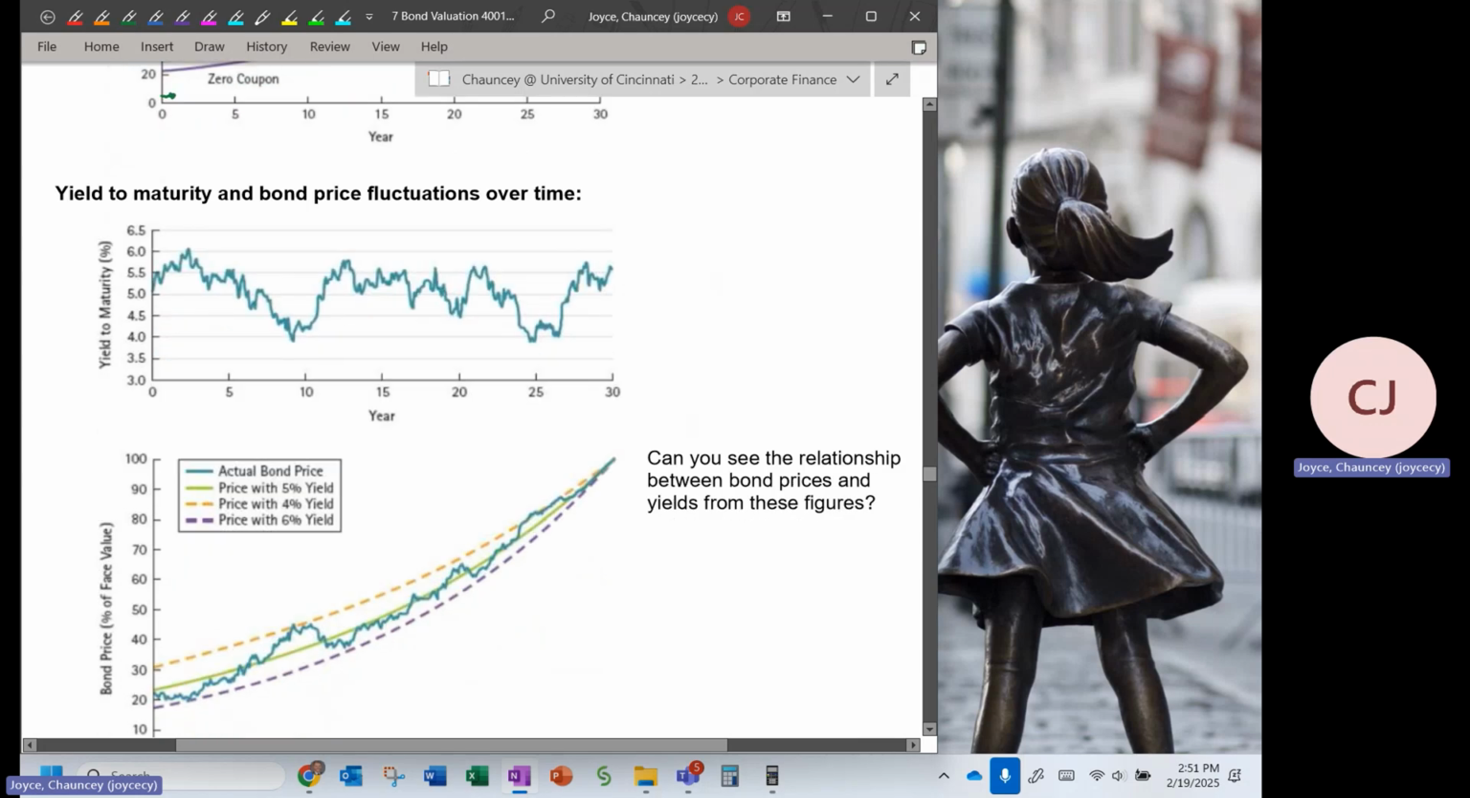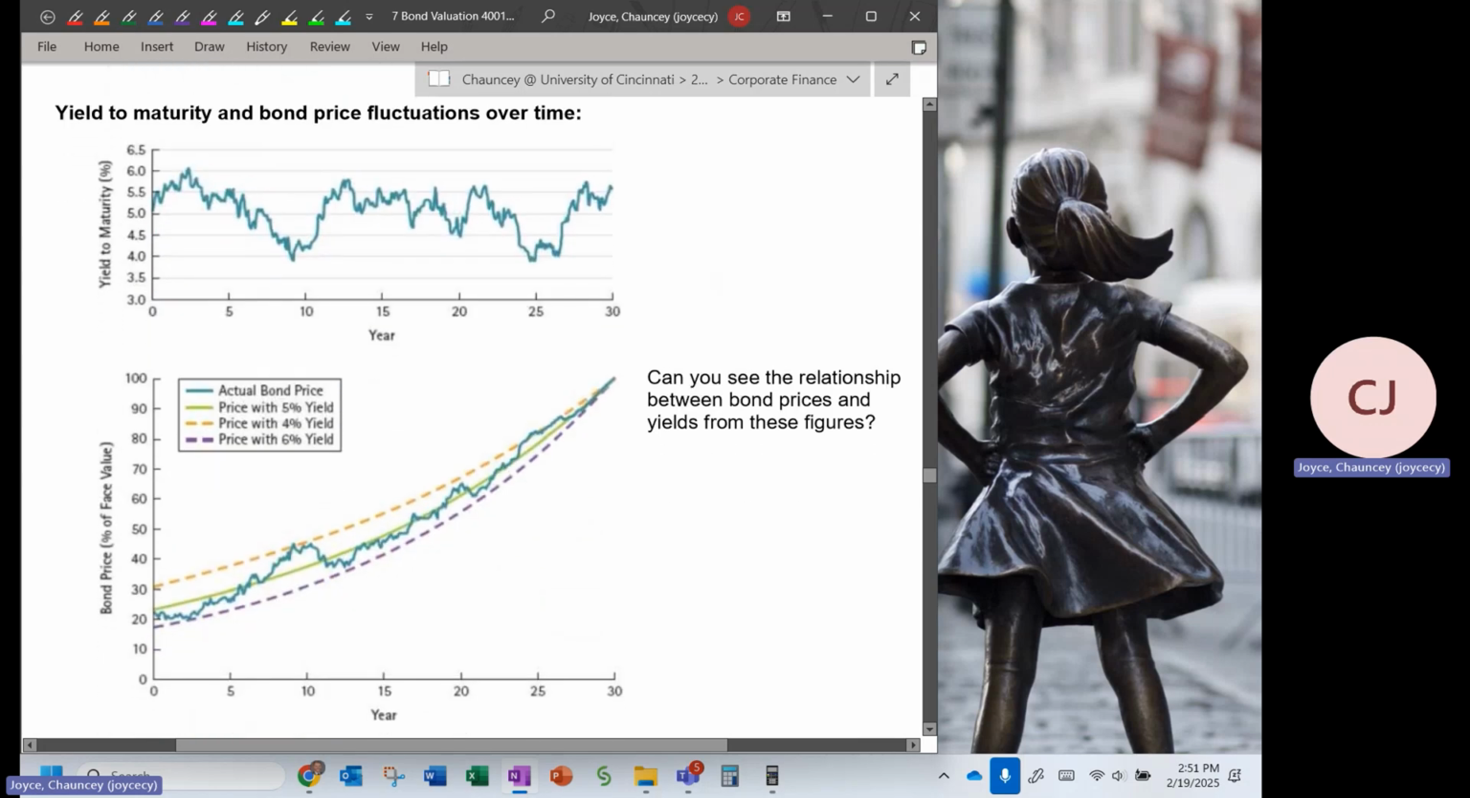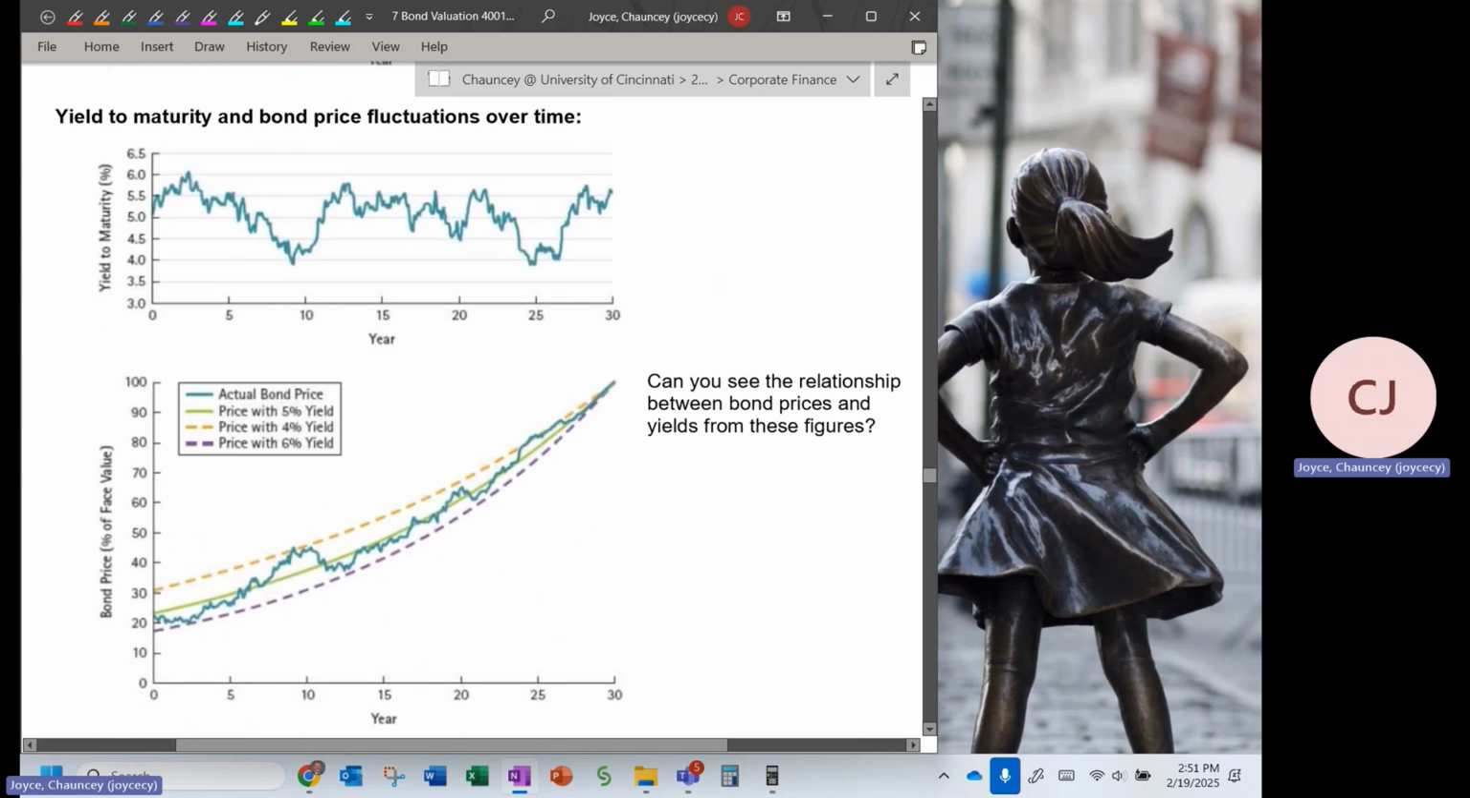But yield to maturity changes over time. When I think of bonds, as opposed to stocks, I always think of the yield changing, and then the price will change. But the yield to maturity is changing rather than the price. When I think of stocks, I like to think of the value, or the intrinsic value, is changing. But with bonds, it's all about the yield changing. So take a look. Let's see if we can see the relationship between bond prices and yields from these figures.